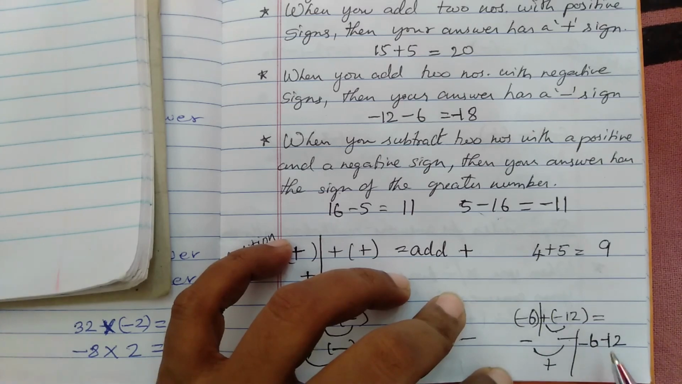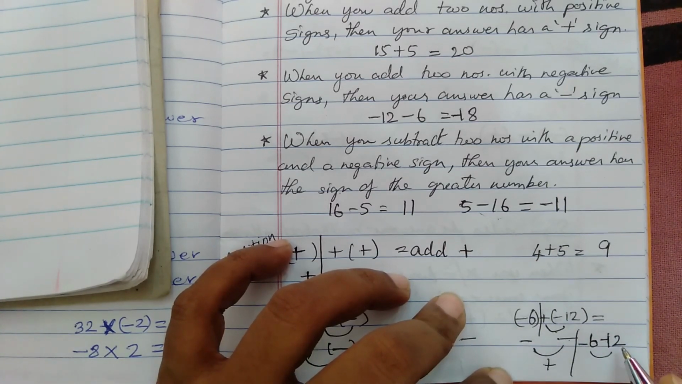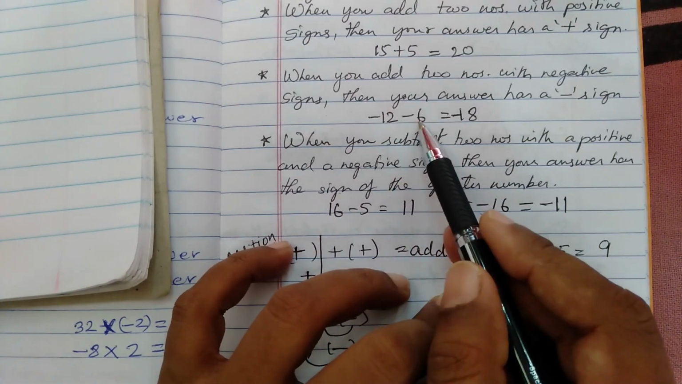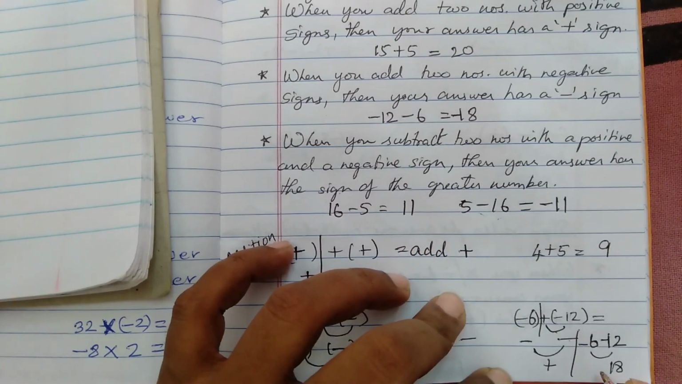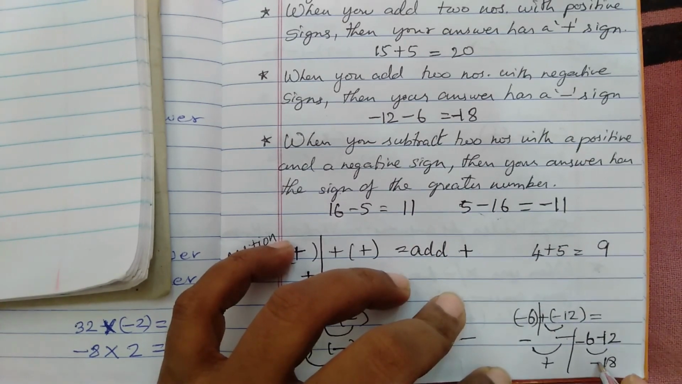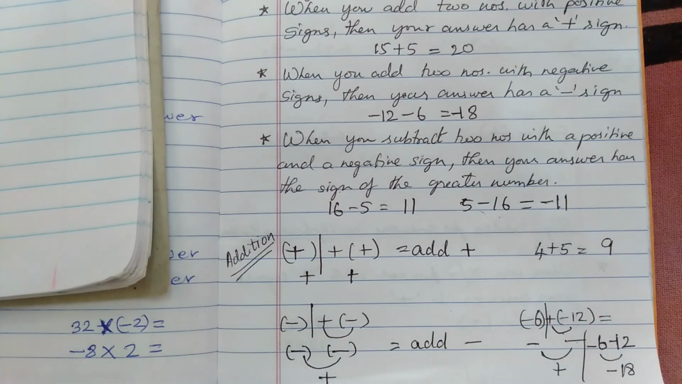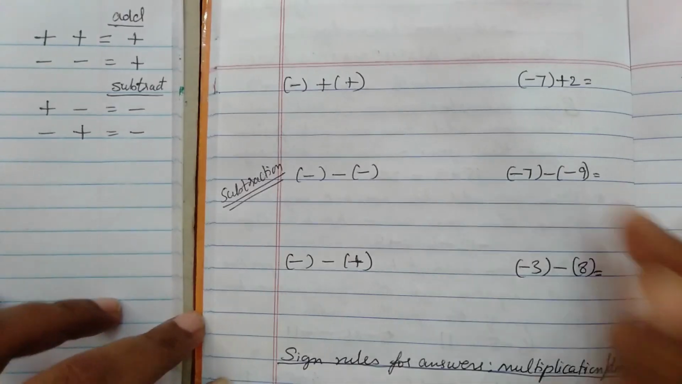Okay, this is minus 6 and this is minus 12. So when you add, what will your answer be? Minus 6 and 12 is 18. And I said that when you add two numbers with a minus sign, then your answer will have a minus sign. So your answer is minus 18. Got it?